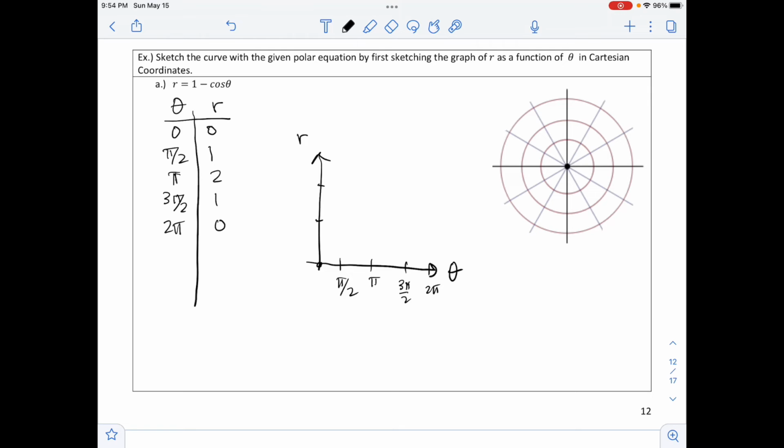So at pi over 2, we have 1. At pi, we have 2. Back at 1, and then back down here at 0. And as this continues, so this is like what we would have seen before in like a trig class as we graph those. And so this is going to be Cartesian coordinate system. And so we're going to graph this again, but in the polar coordinate system.